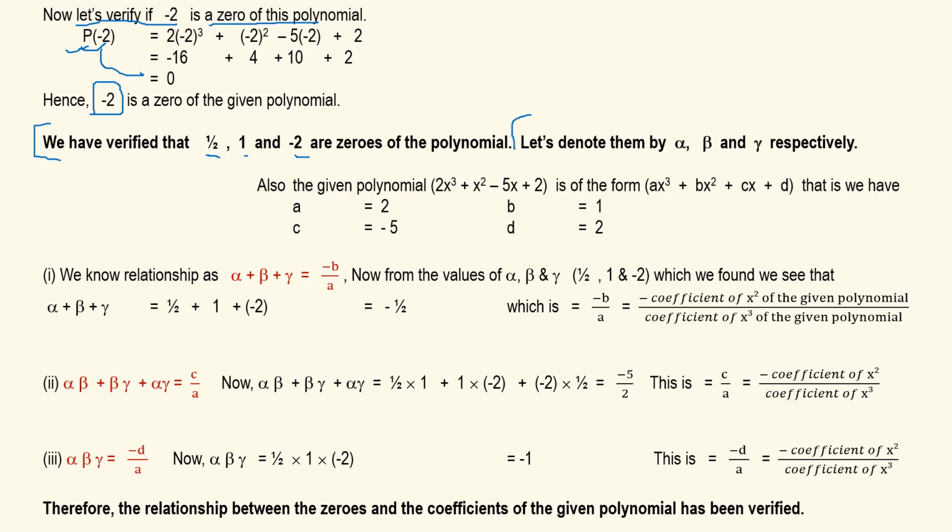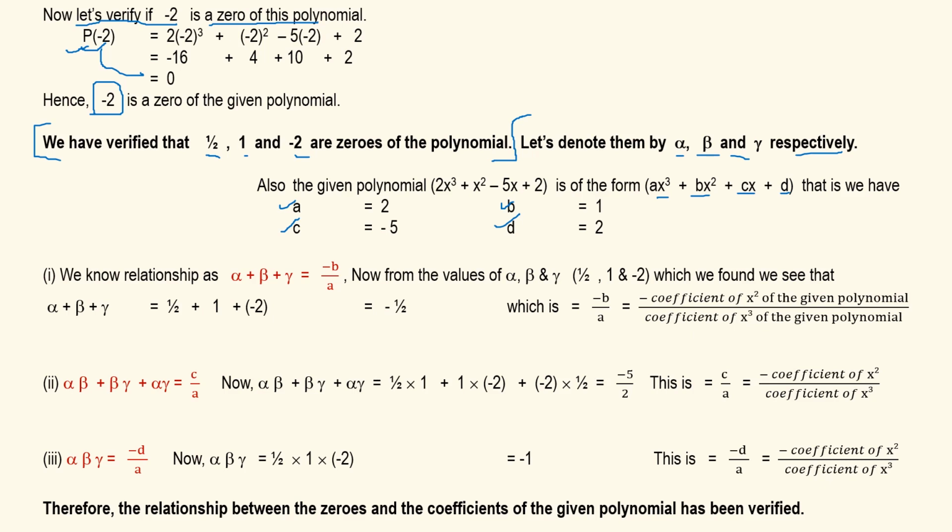For the next step, let's denote these three zeros by letters alpha, beta and gamma respectively. Also, we notice that the given polynomial is of the cubic form ax cubed plus bx squared plus cx plus d, where a is equal to 2, b is equal to 1, c is equal to minus 5 and d is equal to 2. So now let's go to the next step of verifying the relationships.